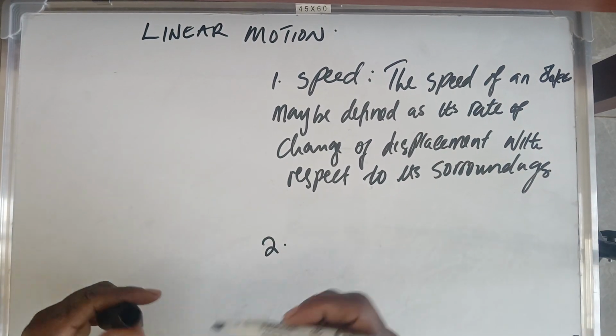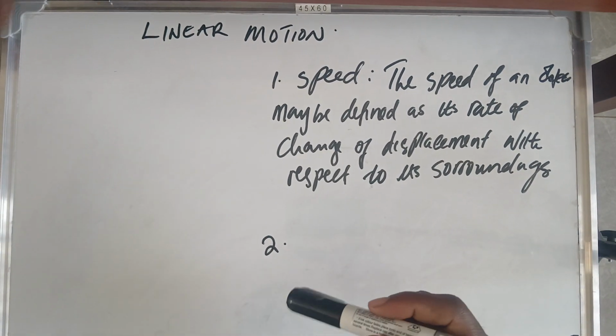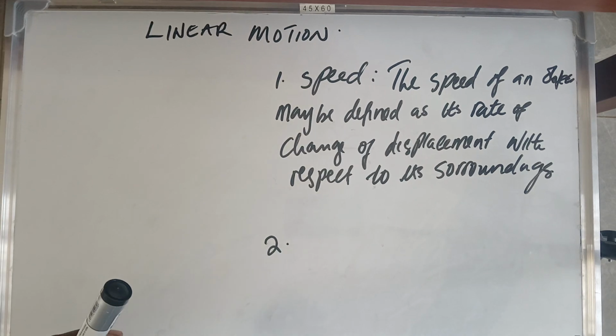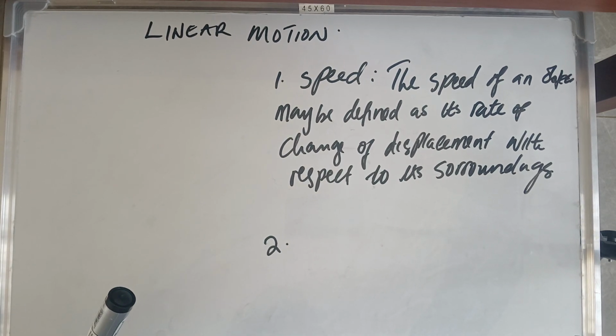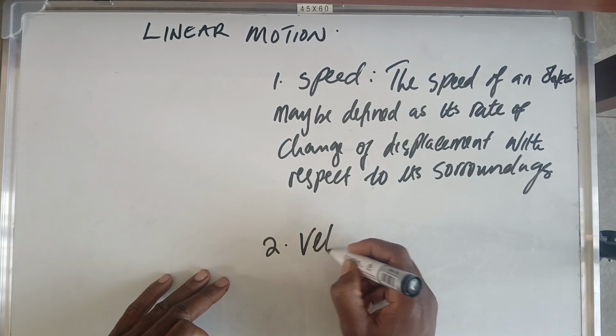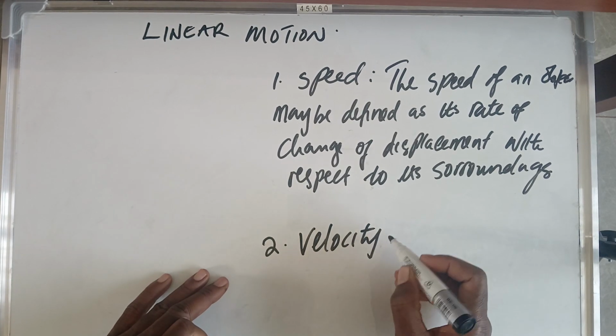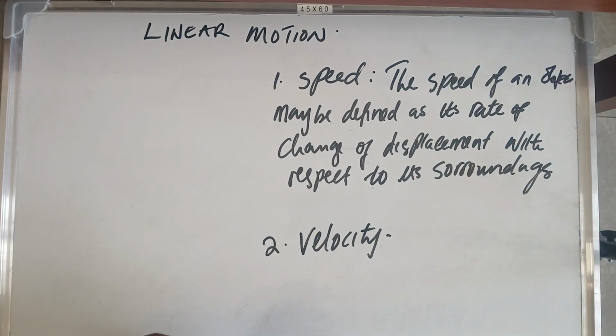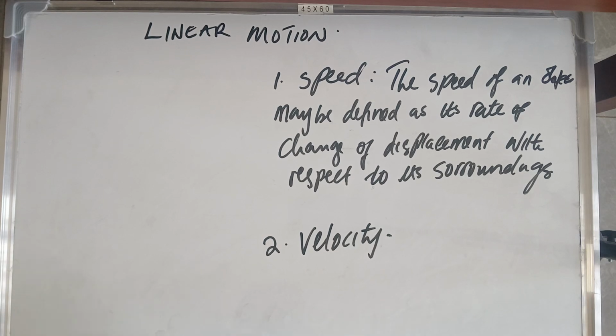Number two, we have to define velocity. Very important. What is velocity? It's another term that we are going to be constantly using. So the velocity of the body may be defined as its rate of change of displacement with respect to its surrounding in a particular direction.